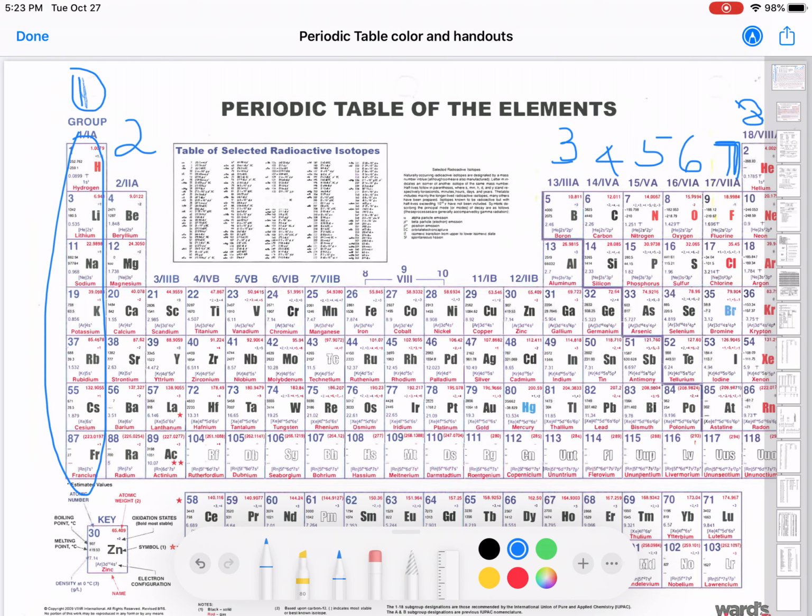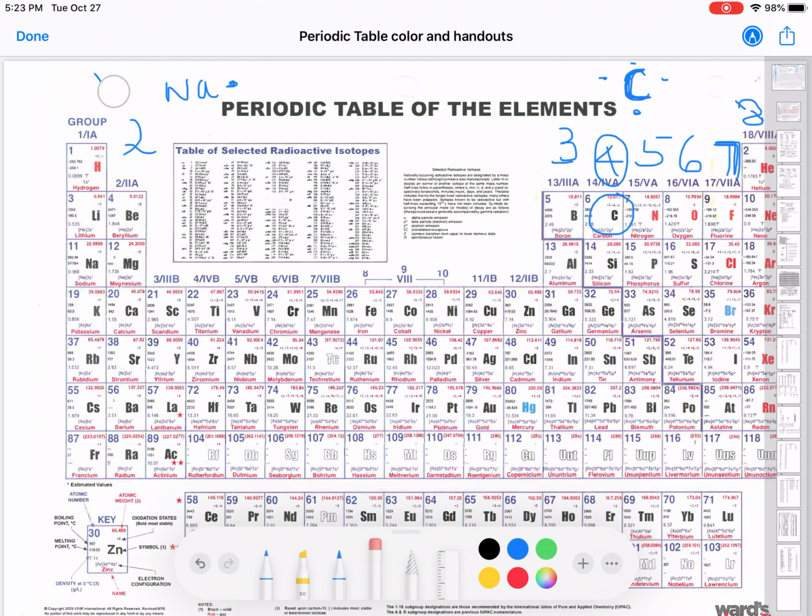Now if you want to write the Lewis symbol for carbon, carbon is in group 4. So you write carbon, which is the symbol, and then the number of valence electrons is 4 because it's in group 4, so you write 4 electrons surrounding it. And if you want to write the Lewis symbol for sodium, sodium is in group 1, so it has 1 valence electron: you write sodium and put 1 electron. That's how we write the Lewis symbol for the elements from the periodic table.